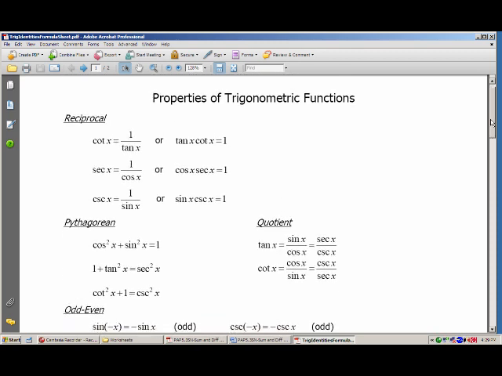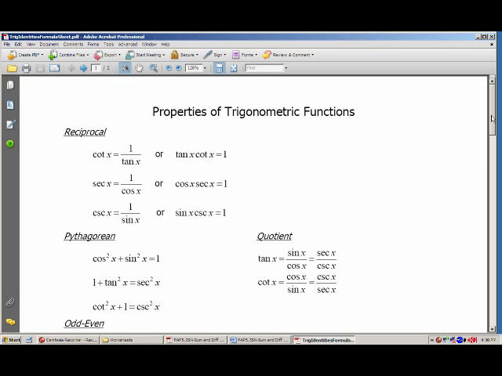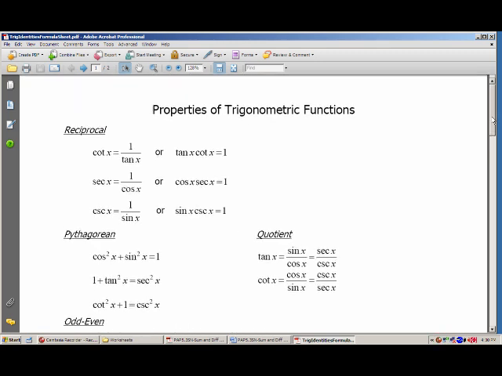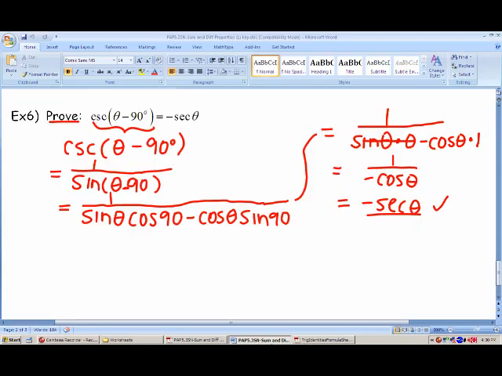If you notice on your property sheet, the reciprocal, Pythagorean, and quotient identities we've already talked about. Those are ones that you probably have memorized by now. And there's a whole slew of identities that we haven't yet done. So let's talk about those right now.